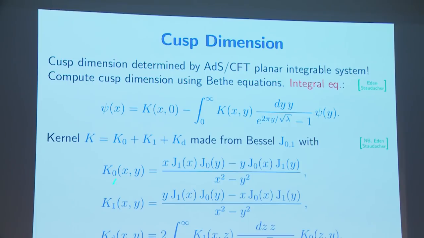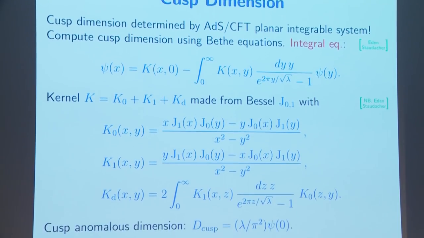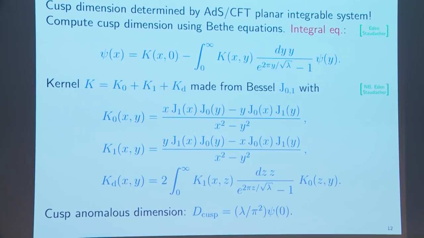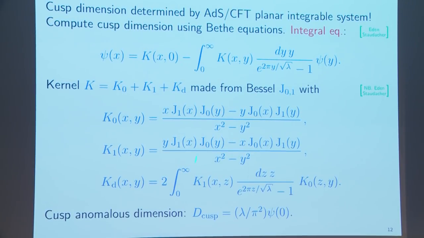And this is the kernel that you need. You can write it using the Bessel functions, J0 and J1, in a particular combination. And then there's also some term where you have some convolution of these elementary kernels. And the nice thing is, once you have a solution to this equation with certain boundary conditions, of course, then you can easily read off the cusp anomalous dimension as this function evaluated at zero.